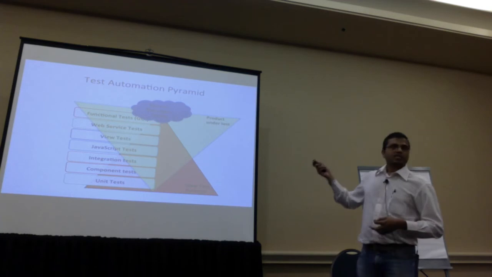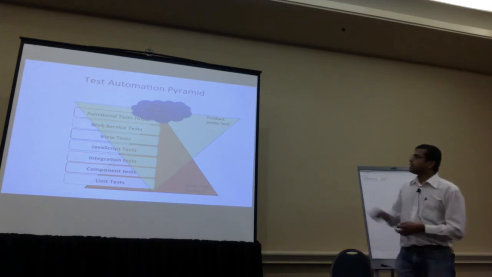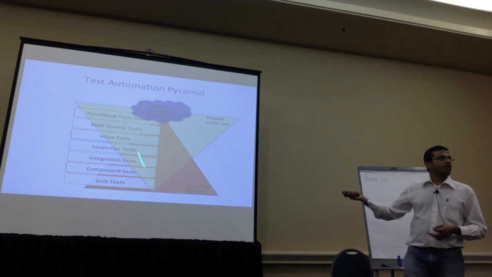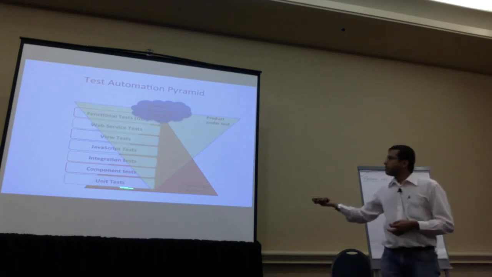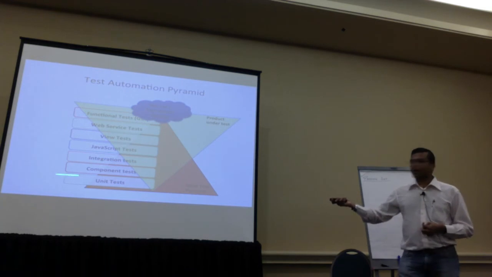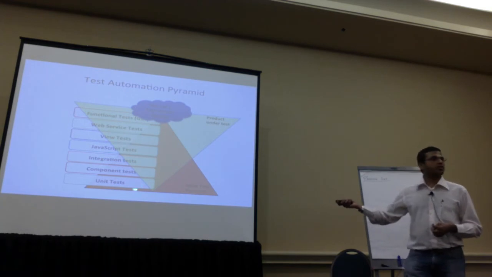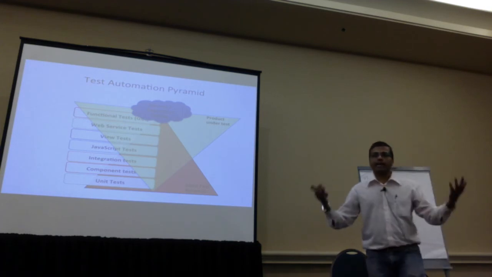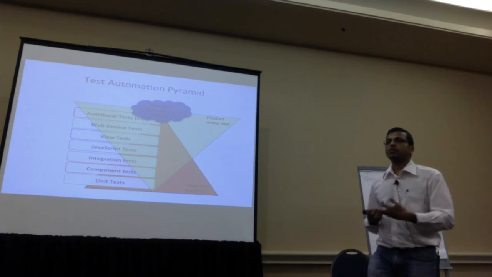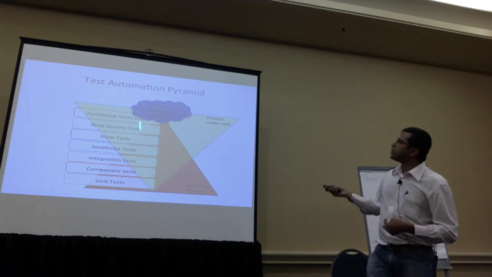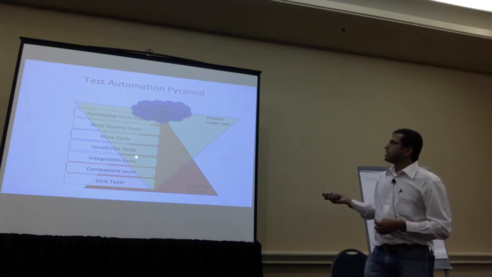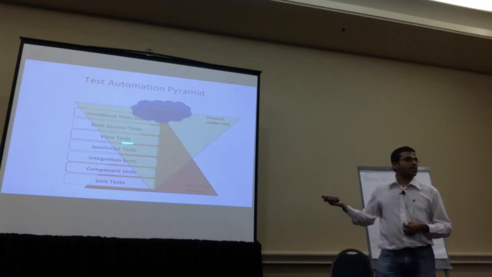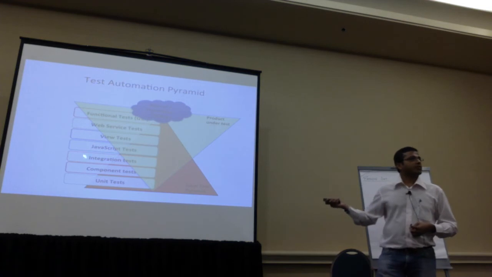What the pyramid does not indicate, which I've tried to do here, is that the inverted pyramid represents the product under test. The unit tests, which are maximum in number, are covering the most granular functionalities of your product code. You write one particular method, you have probably X number of unit tests corresponding to that piece of code. As you move up the pyramid, the scope of how much product your test is interacting with keeps on increasing. That is what the test pyramid indicates.